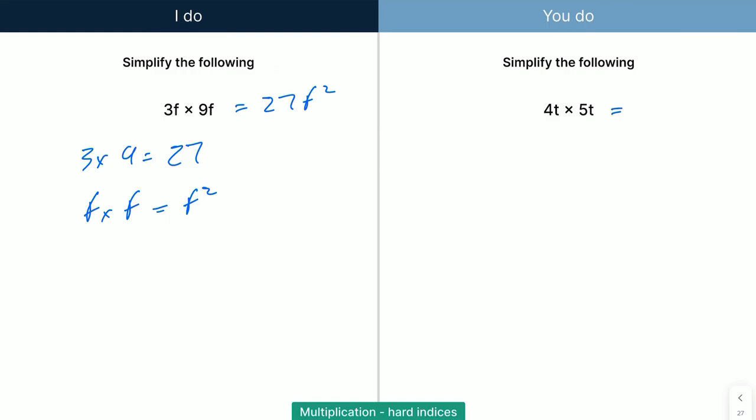And on the right, so 5 times 4 is 20. T times t just becomes t squared because you can add the indices together. So just remember, this is the power of 1 and 1.